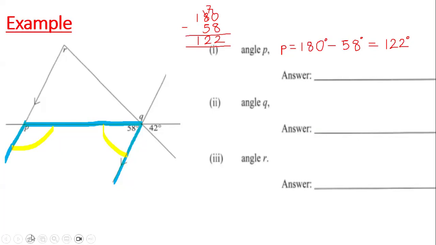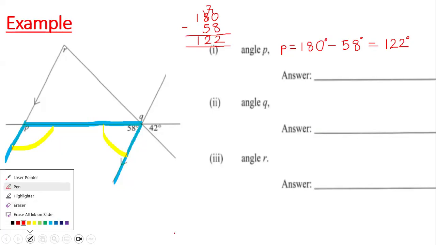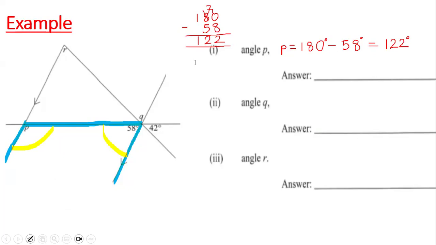Are we going to put the reason? Co-interior angles add up to 180 degrees. Very good. Write down the reason for me, please. Co-interior angles add up to 180 degrees. All right, there we go. Again, co-interior angles add up to 180 degrees.